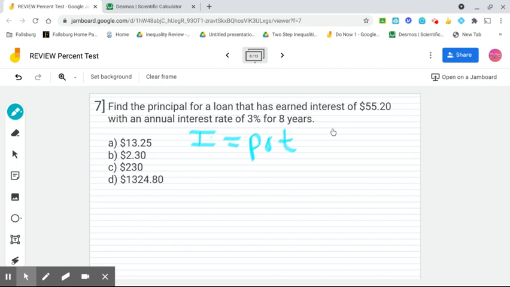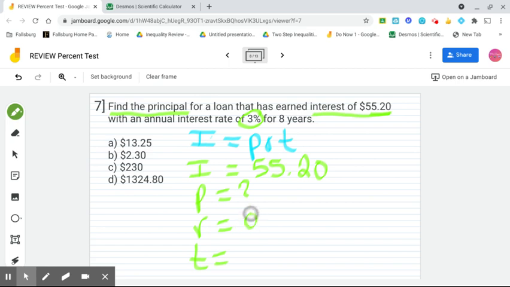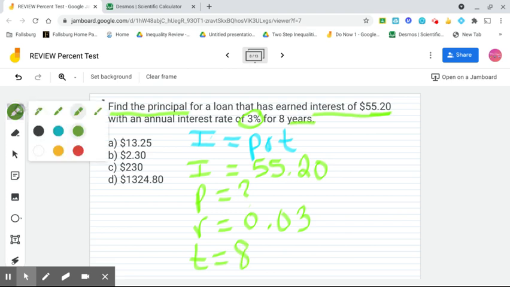Now we want to identify what I, P, R, and T are. So it says find the principal. We don't know the principal. I'm going to put a question mark there. It earned interest. So the interest is $55.20. The rate is always the percentage, but we want to change that to a decimal, so it's 0.03. And the time is always measured in years, so we have 8.